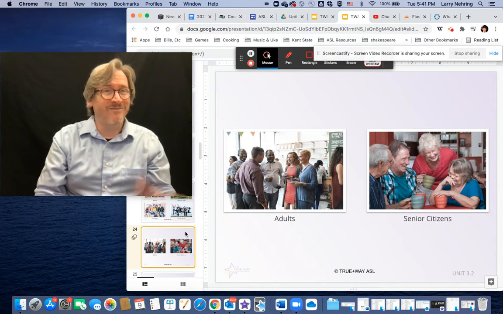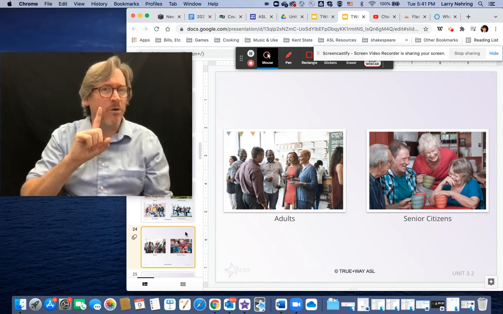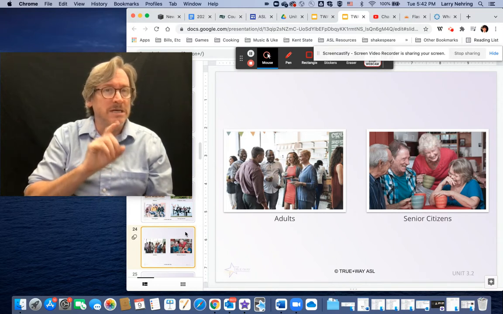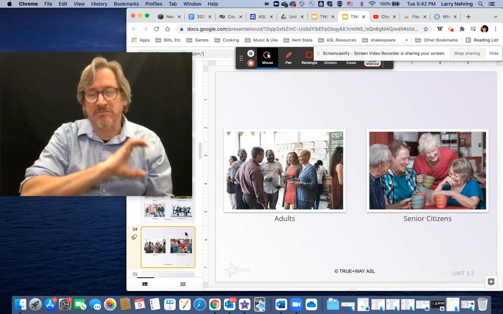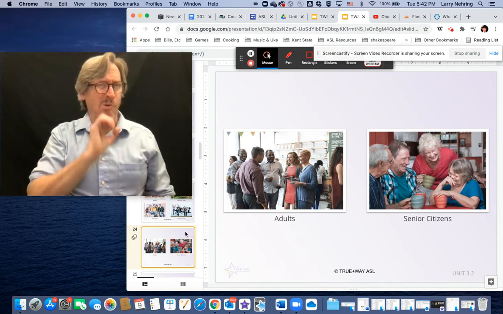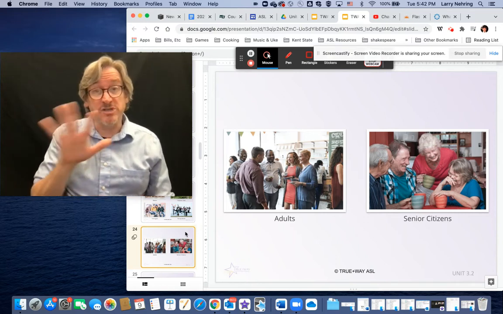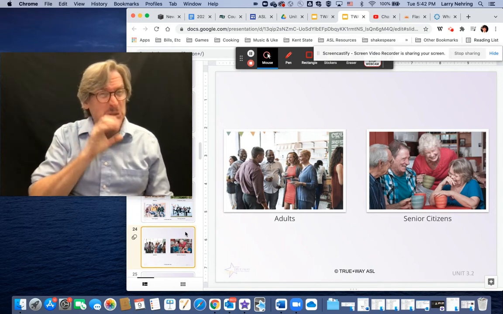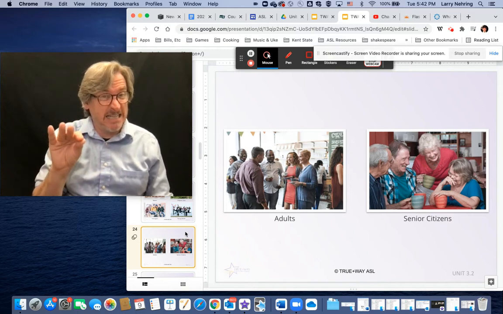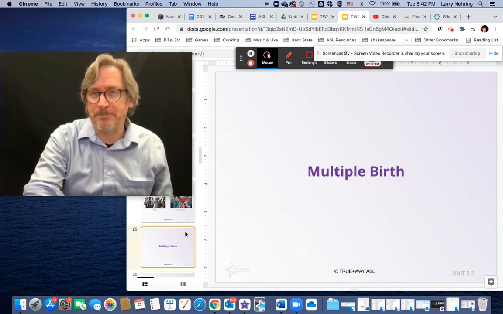Okay, so for senior citizens, SC, kind of like for single. Twin, we're going to see twin in a second. So senior citizen. You'll also see old. It's a little bit less polite, but you can also see people go like in their 80s, in their 90s. But senior citizens probably the safest way to learn it.